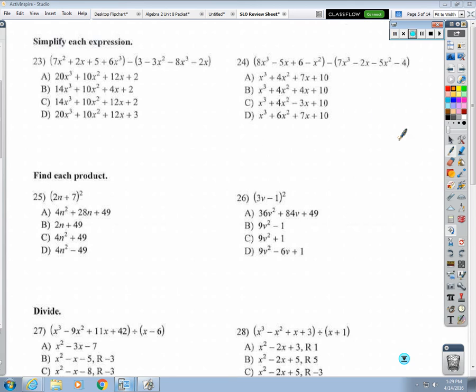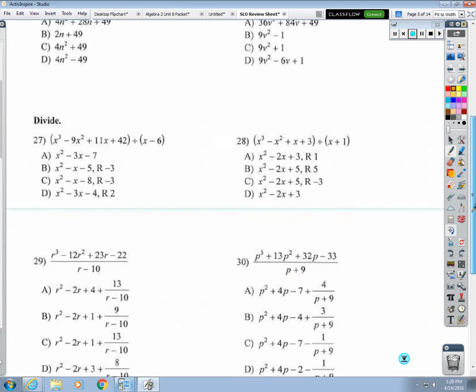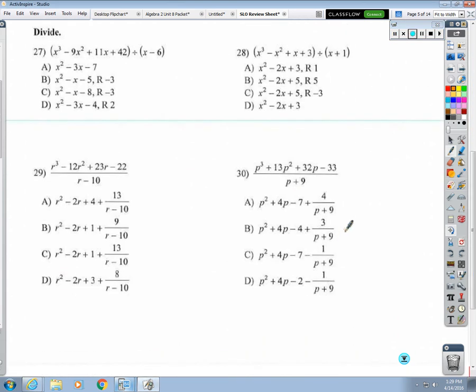Go. Number 27. Number 27. They want us to divide this polynomial by this binomial. Back when we learned how to divide polynomials, I taught you a method called synthetic division. You're going to make like a little box, not really, but half a box.